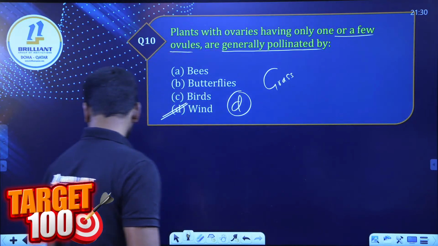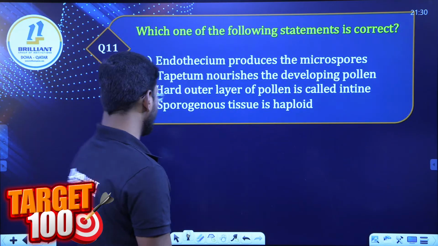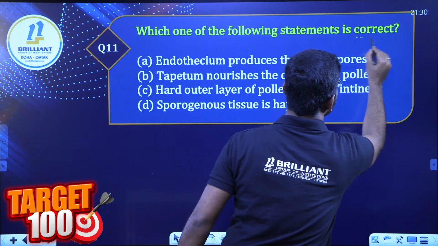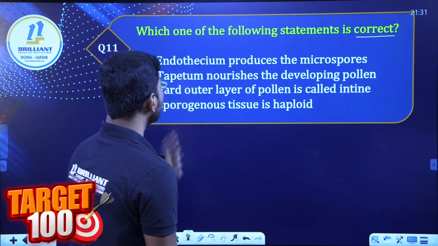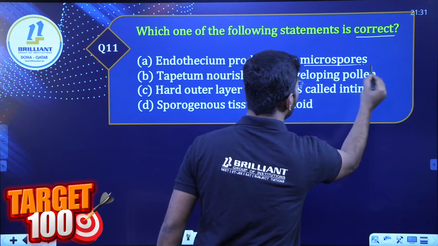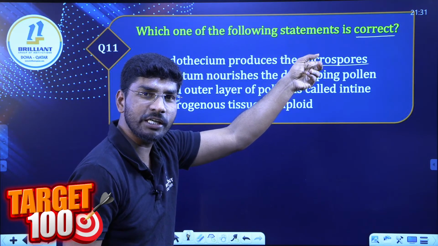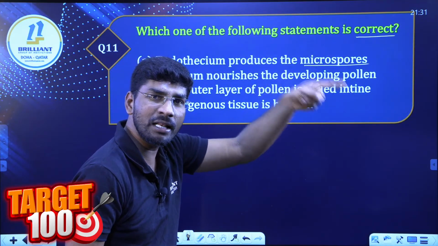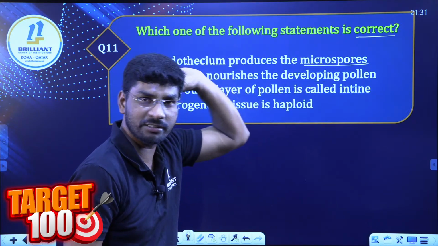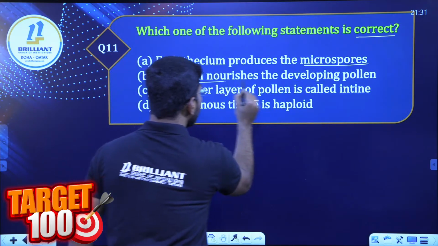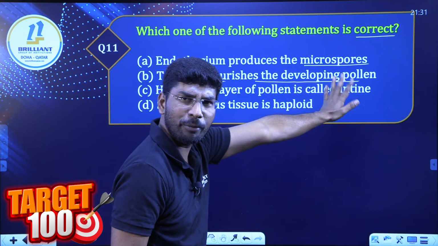Done? Next question, question number 11. Which of the following statements is correct? That means the rest of 3 are wrong. Endothecium produces microspore. Microspores are produced from the microspore mother cell. Endothecium, tapetum, middle layer and epidermis are all for protection and dehiscence. Next, tapetum nourishes the development of pollen grain. It looks like an appropriate correct answer, right?